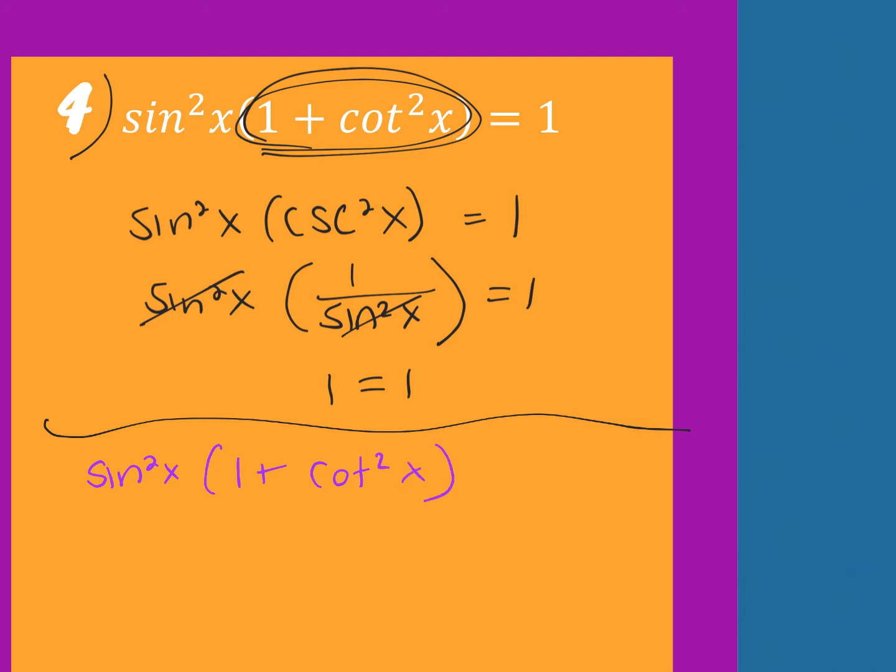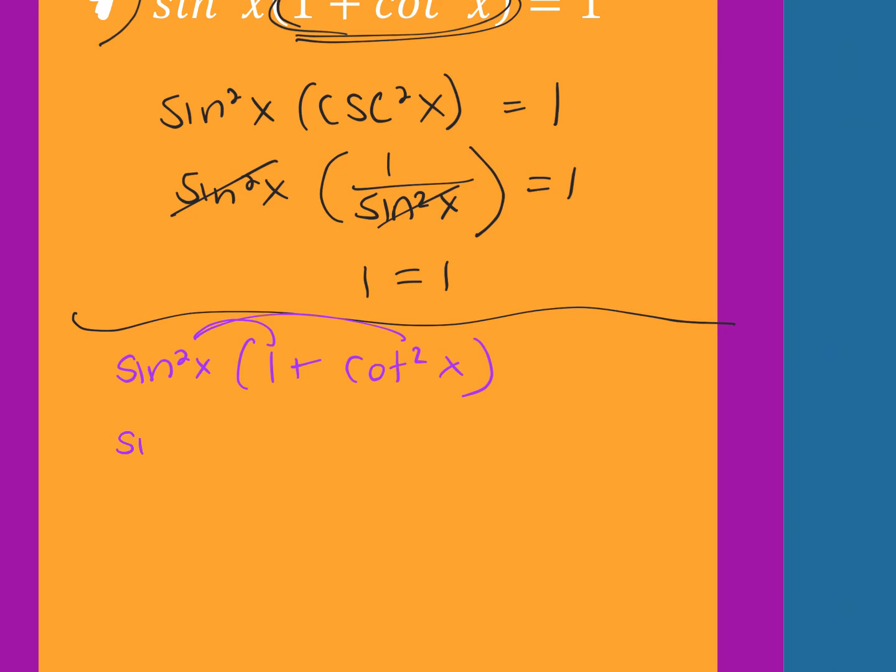I always, if there is a something squared with a plus or minus and a 1 or the other trig function, I always go to the Pythagorean identities, okay? But sometimes it's just innate in us that when we see parentheses, we want to distribute, which is fine. If you were to distribute here, I would have gotten sine squared x times 1, which is sine squared x, plus sine squared x times cotangent squared x. And then how can I rewrite cotangent squared x?